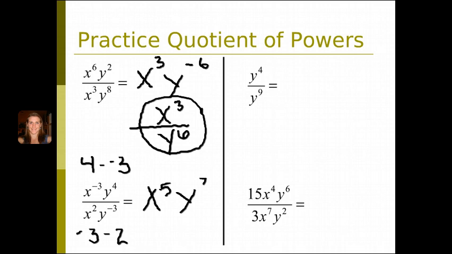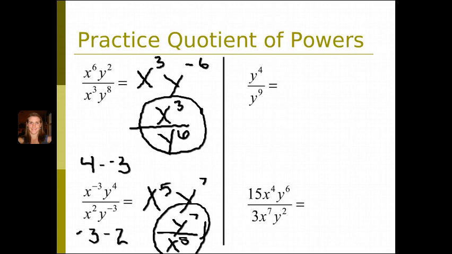Now we cannot leave the negative 5 exponent, so we need to draw our fraction bar. X to the negative 5 will move below to become the denominator, and we will lose the negative, so it will be x to the 5th. And y to the 7th will stay on top because it does not need to move because it is not a negative exponent. So our final answer is y to the 7th over x to the 5th.